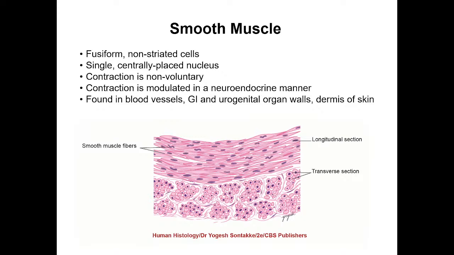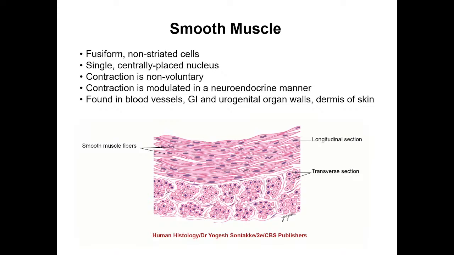These are involuntary muscles, under neuroendocrine control, which modulates their contraction. And we can see these muscles in the blood vessels, in the urogenital organs, and even in the skin. Arrector pili muscle will be taught later. You want to see? Yeah. Go.